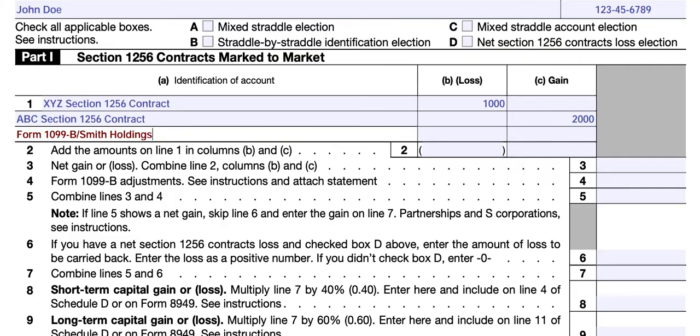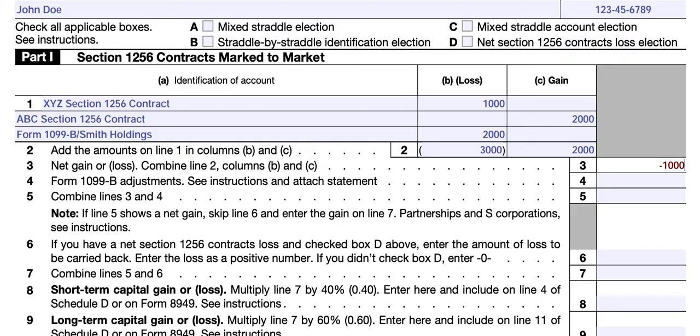If you're completing an amended form to carry back a loss, then you would report the carryback on line 1. So this would also be where you put your carryback from a loss in a future tax year. So let's just say that the Smith Holdings account has a $2,000 loss. So we net our losses and our gains in line 2 like this, and then we're going to combine those amounts, and we get negative $1,000 as a loss for line 3.